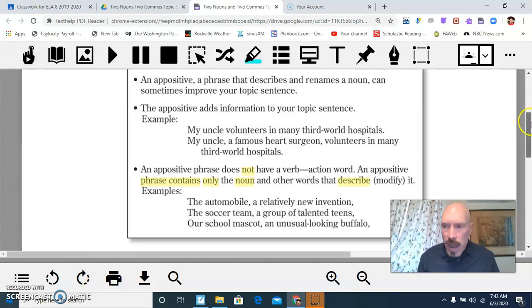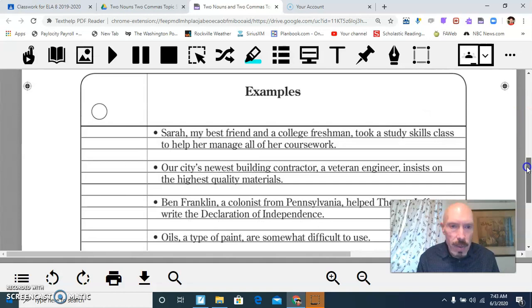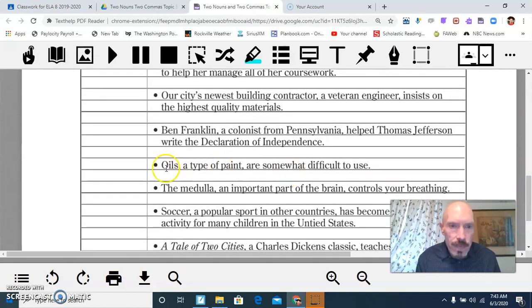So, when I go back to this example here about oils, it's all about oil paints. But what I'm trying to prove is that they're difficult to use. Okay, so I hope that's a nice cleanup rather than remaking the video. All right, so everybody, that's how you write topic sentences using appositives, using a two-noun, two-comma structure.